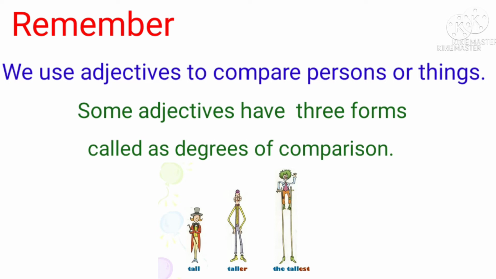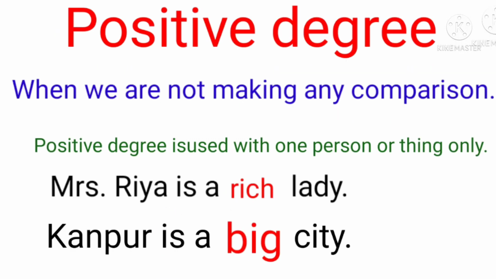Okay, now let's move towards the positive degree and understand what the meaning of positive degree is. When do we use the positive degree of an adjective? So guys, we use the positive degree of an adjective when we are not making any comparison. Okay, so this point is clear to you. When we are not making any comparison, it means we use the positive degree of an adjective. So this degree is used with one person or thing only.